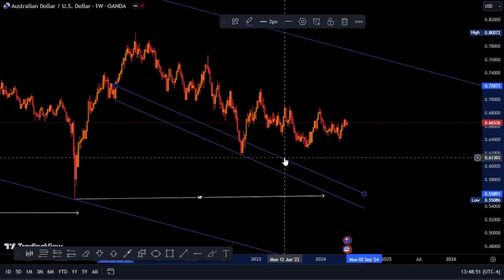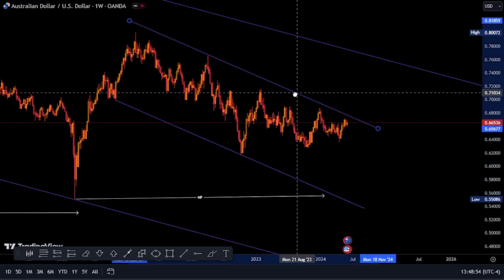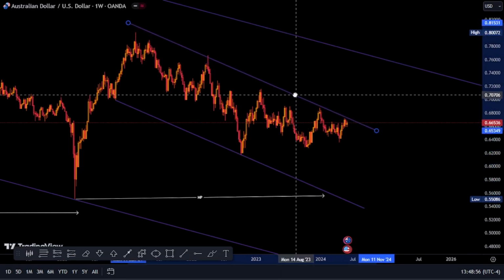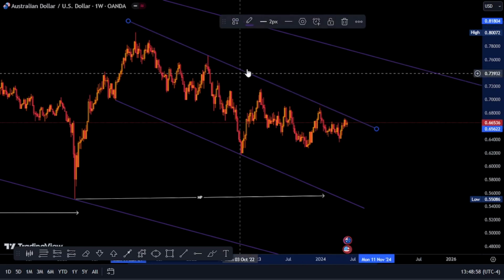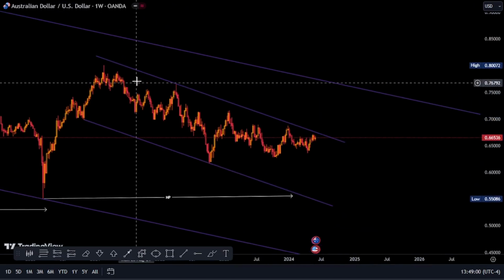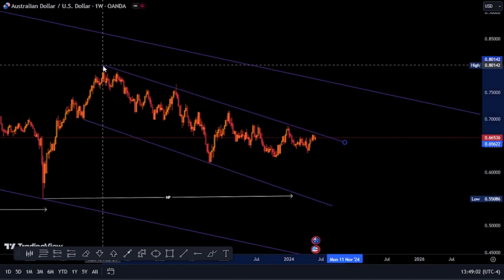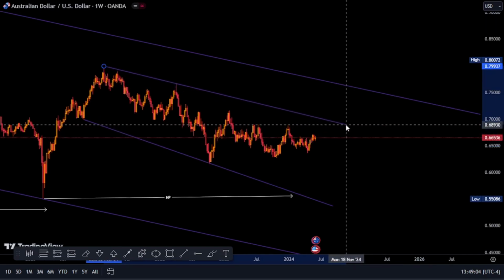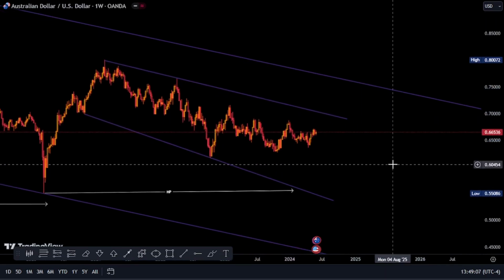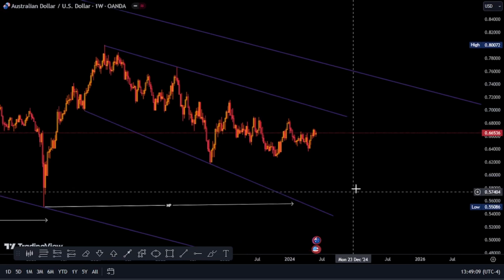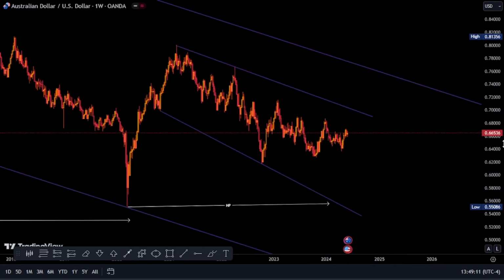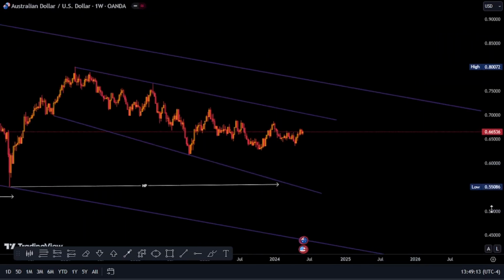I clone, right? After cloning, I connect the highs, and if it's like this, I can connect these two highs for more accuracy. As long as I can connect these two highs, it gives more accuracy. On the weekly time frame.